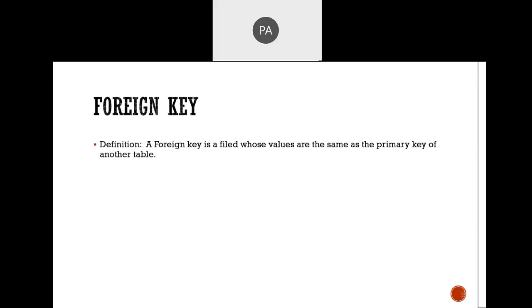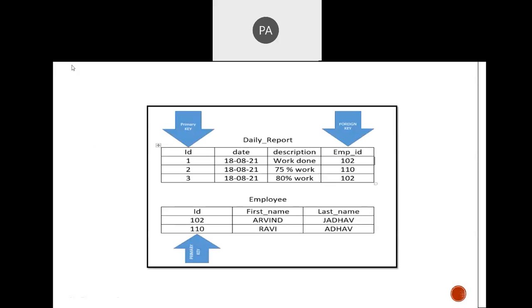Okay, so this is an important concept. A foreign key is a field whose values are the same as the primary key of another table. Okay, so इससे दोनों का रिलेशंस भी आइडेंटिफाई होता है and duplicate amount of data भी reduce होता है. Okay, I will show you an example over here.